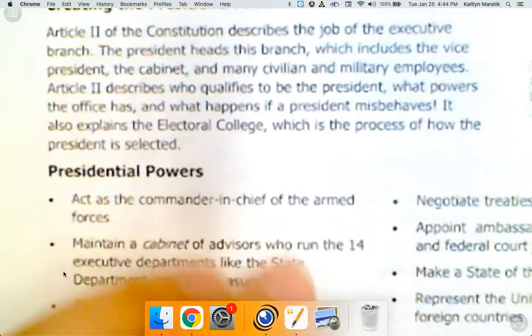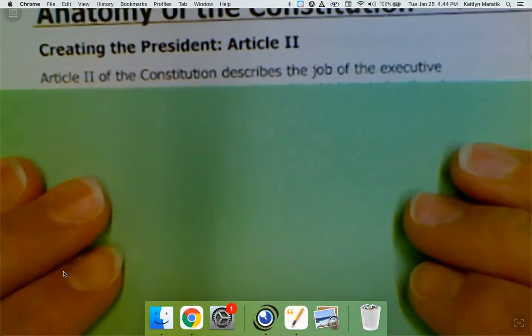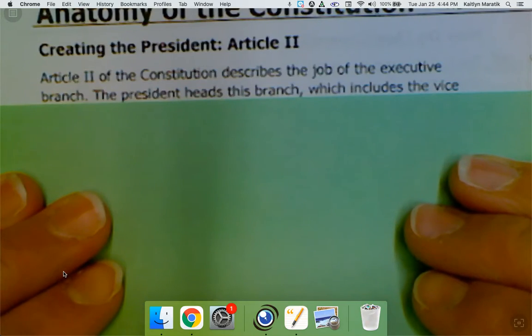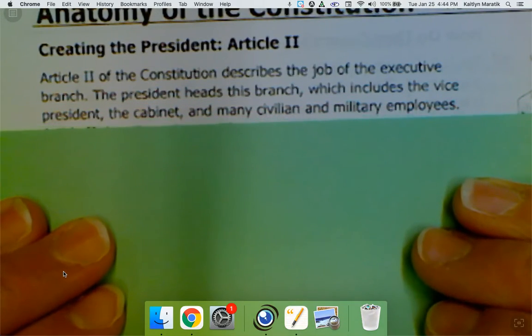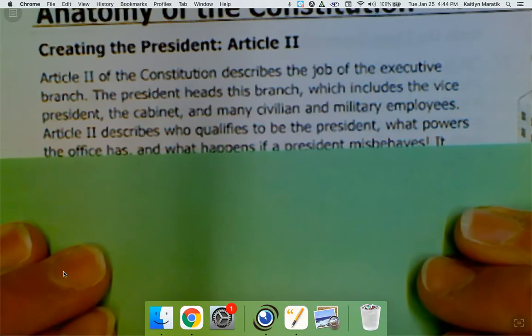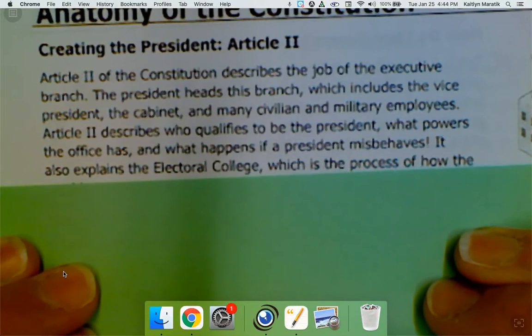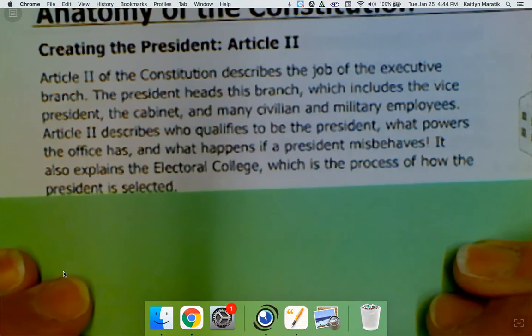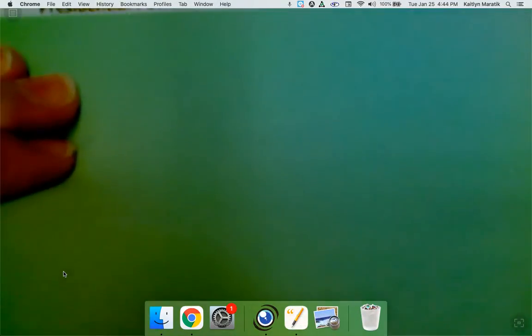Next page, Article 2. Article 2 of the Constitution describes the job of the executive branch. The president heads this branch, which includes the vice president, the cabinet, and many civilian and military employees. Article 2 describes who qualifies to be president, what powers the office has, and what happens if a president misbehaves. It also explains the Electoral College, which is the process of how the president is selected. So, presidential powers.